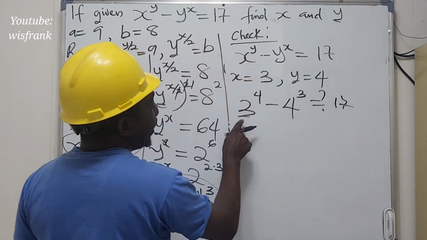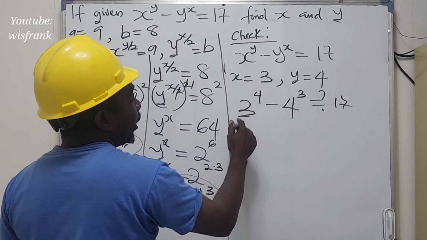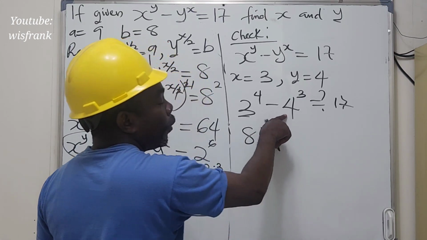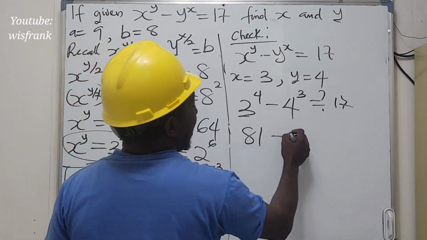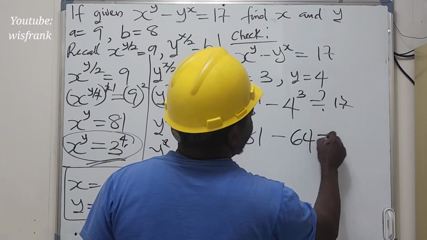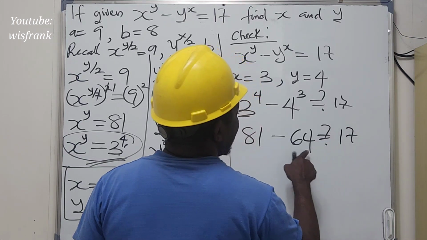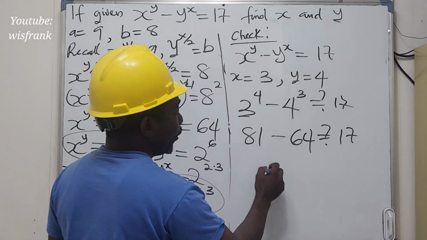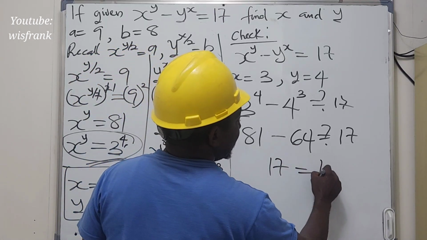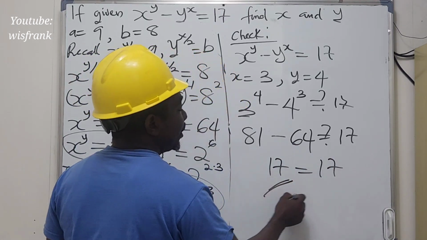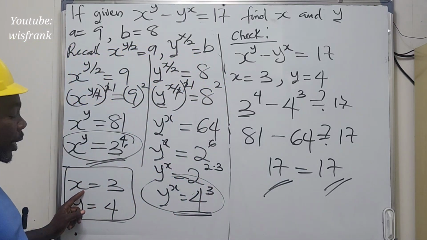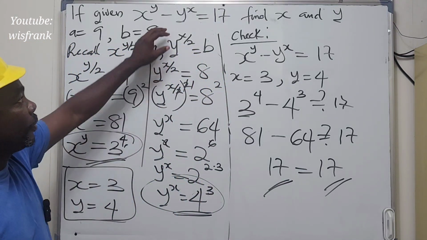So here 3 to the power of 4 is 81, and also 4 to the power of 3 is 64. Well, this equals 17. We all know that 81 minus 64 equals 17, and this equals 17. What we have on the left hand side is what we have on the right hand side. Therefore, x equals 3 and y equals 4 satisfy this equation.